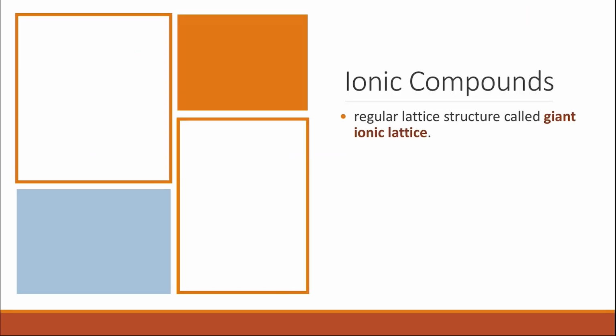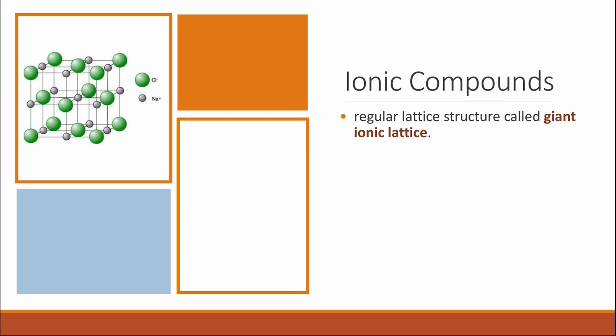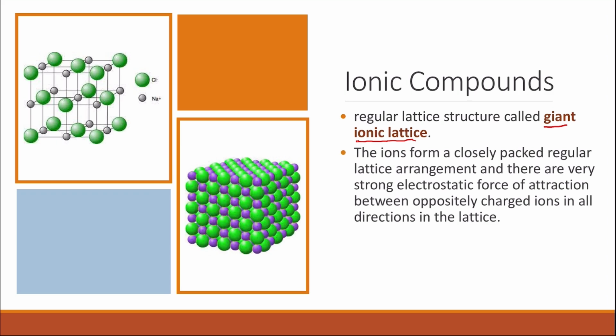So let's talk about ionic compounds. What about the structure of the ionic compound? It's very common in your exam to be asked about the structure of an ionic compound. When they ask you about the structure of the ionic compound, you have to refer to the giant ionic lattice. So ionic compounds have a regular lattice structure called the giant ionic lattice. This is a very important expression that you have to use in your answer. In this giant ionic lattice, the ions form a closely packed regular lattice arrangement, and there are very strong electrostatic interactions between the oppositely charged ions in all directions in this lattice.